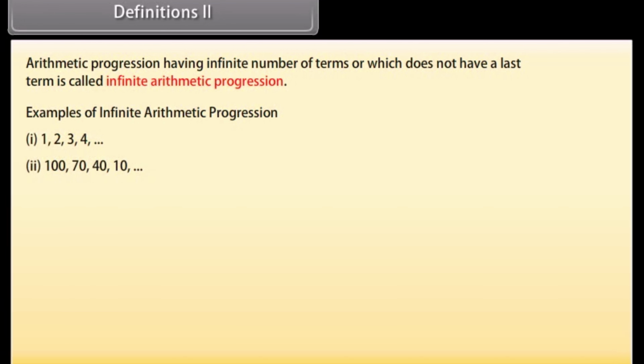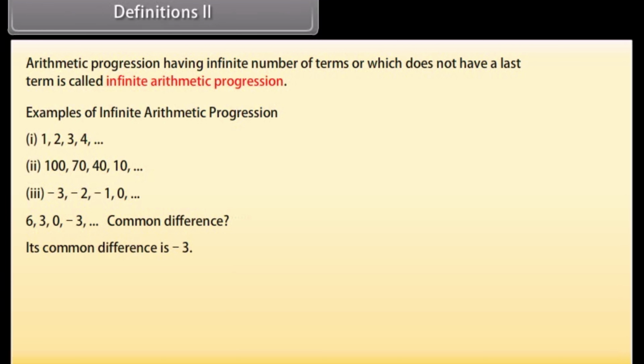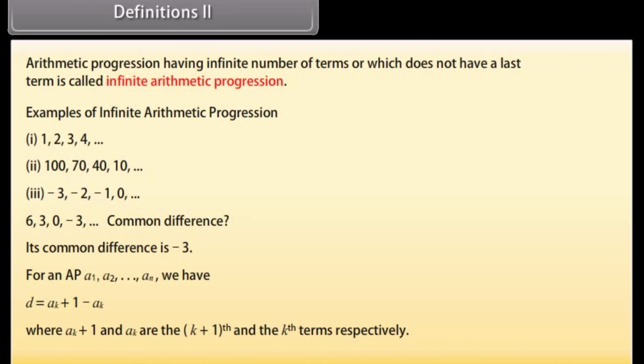Look at this sequence now. Can you tell its common difference? Yes, you're right. Its common difference is minus 3. In general, for an AP, A1, A2, and so on till An, we have D as A(k+1) minus Ak, where A(k+1) and Ak are the (k+1)th and the kth terms respectively.